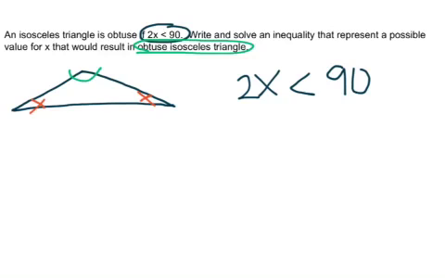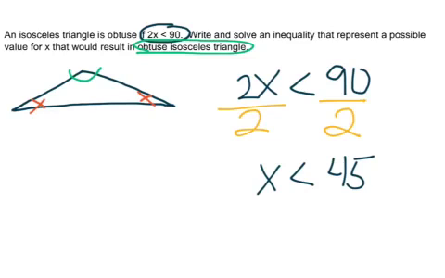So this is a multiplication problem here. We're multiplying 2 times our variable x. Well, the way that we solve these inequalities and equations is we do the inverse operation, and the inverse of multiplication is division. So we're going to divide both sides by 2. And 2 divided by 2 is 1. So we have 1x is less than, and then when we divide 90 by 2, we get 45.